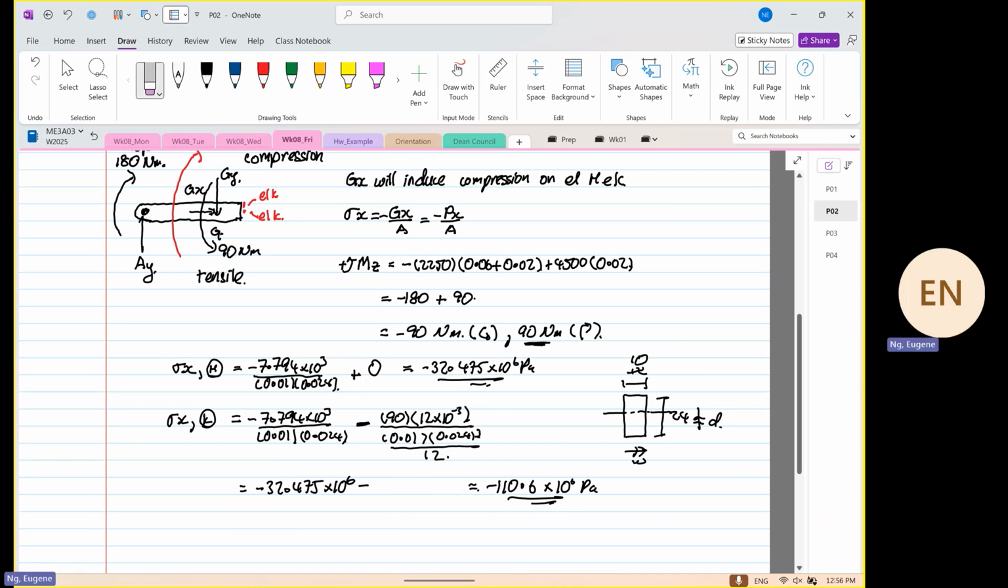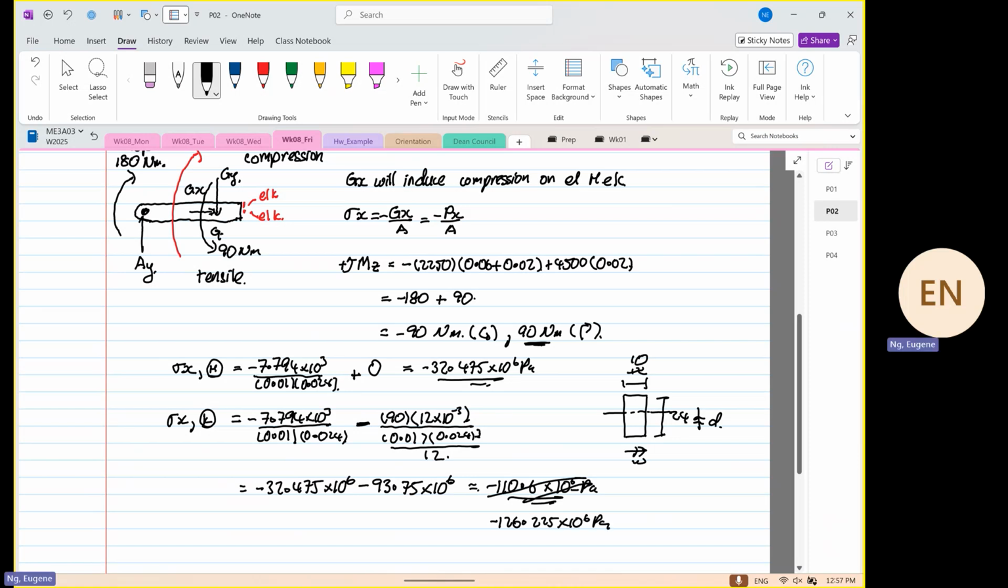Okay, so 90, 12 minus 3. Wait, if that's the case, it's still 12 divided by 0.01 divided by 0.024 power 3 times by 12. Syntax error. So it's equal to 93.75 times 10 to the power 6. So 93.75 plus 32.475 is equal to 126.225 times 10 to the power 6 Pascal.